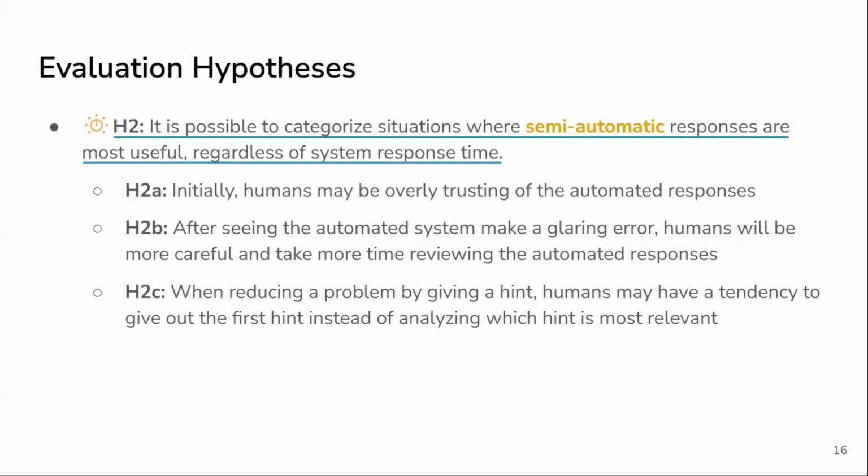And finally, when we're looking at this particular type of instructor response, where we're trying to reduce the problem by giving a hint, we hypothesize that humans may have a tendency to just give out the first hint, the easiest thing. They say, oh, this student is struggling with this sort of thing, I'm just going to send out this hint, instead of analyzing which hint is more relevant, because that takes a little bit more effort. And hopefully our automated system is able to do this, and potentially do it even in cases where humans may just be a little bit lazy and send out the first hint.